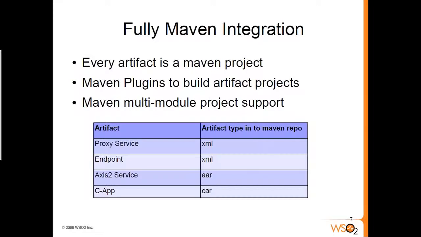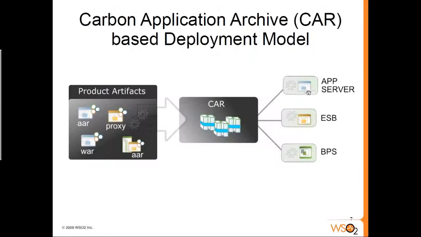One more feature is Maven multi-module project support. You can create a single parent project, which is a Maven multi-module project, then create each and every artifact inside that project and make them Maven modules. What you get is that you can build the root project, and all your child modules get built automatically. Then you can have a CApp module, which is a distribution module, and you will get the CAR file.